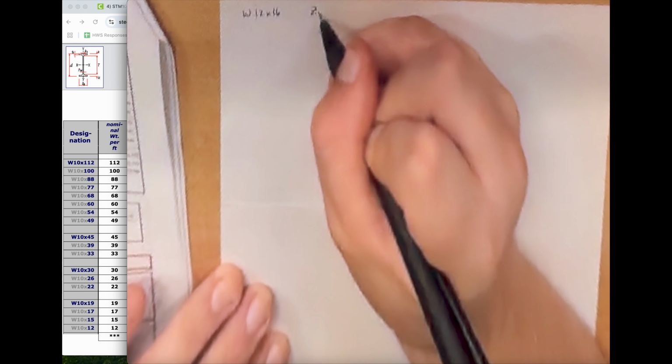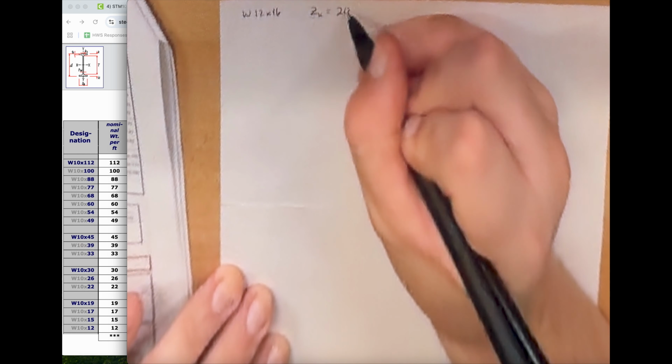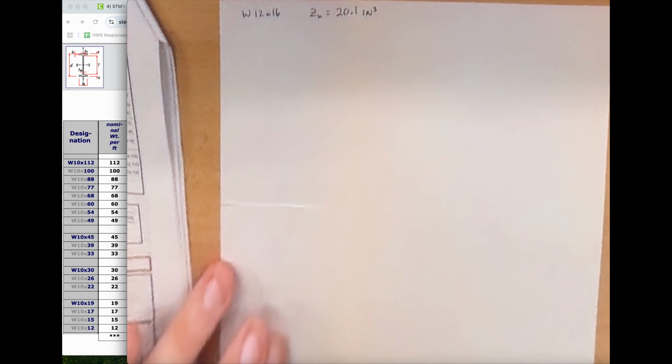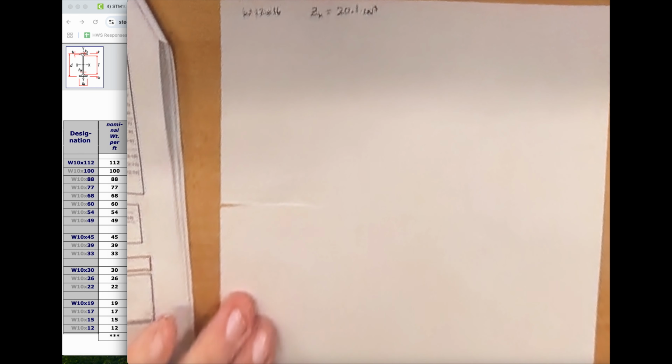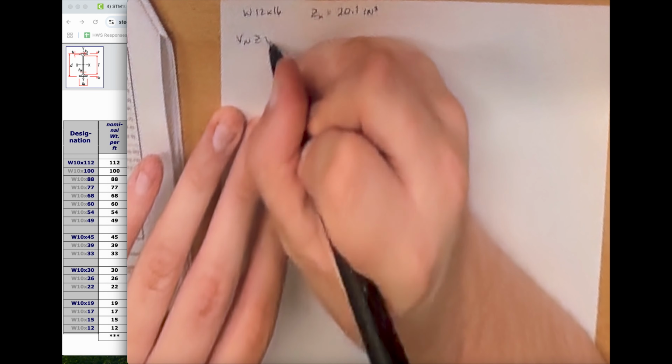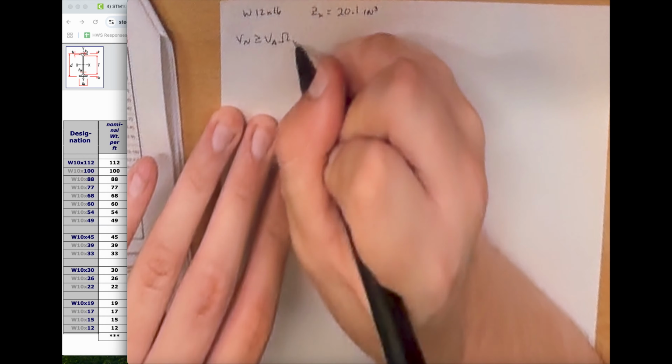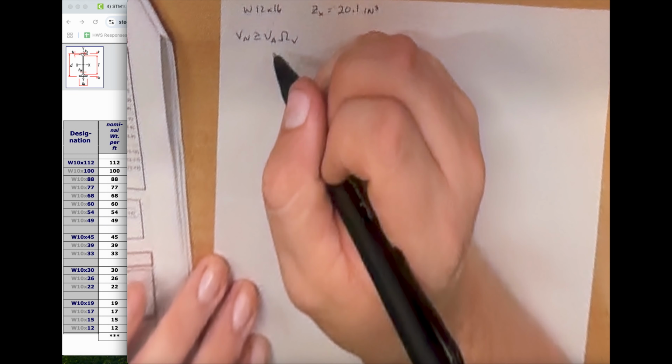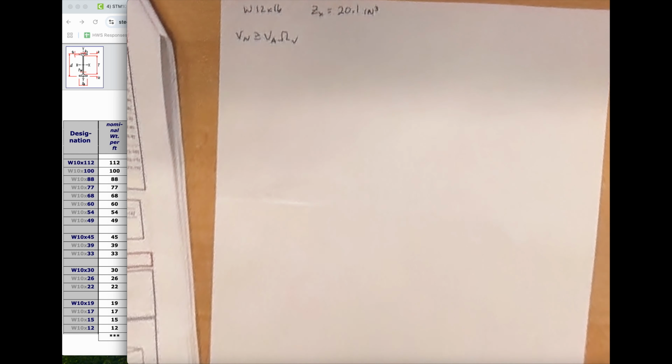I'm going to put Zx here is equal to 20.1 cubic inches. And so now we can begin to go through this and get some information. Now the Vn, so you remember this equation, Vn is greater than or equal to Va multiplied by omega V. Remember, this is the safety factor, and Vn is the nominal shear force. So Va is going to be that max shear force, which we say here would be the 9,810.